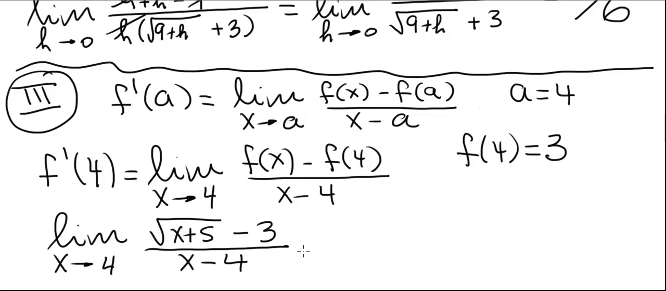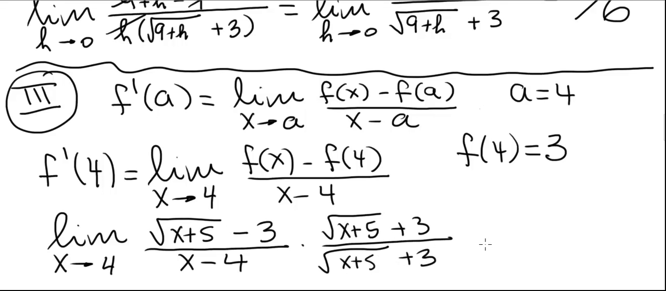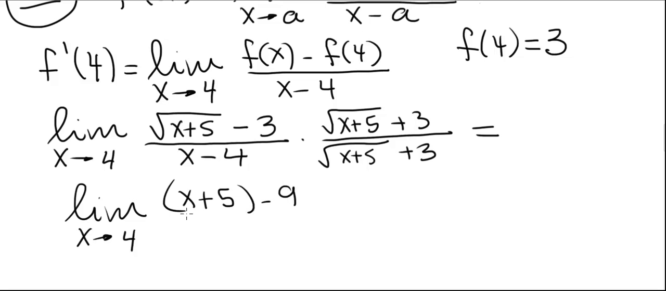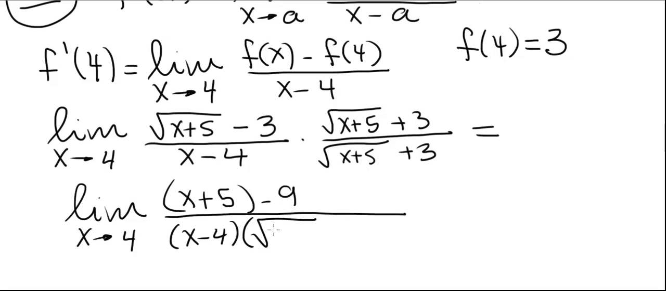So now we want to evaluate this limit. When x goes to 4, the numerator becomes square root of 9 minus 3, which is 0, and the denominator goes to 0. So to evaluate this limit, again, we multiply by the conjugate of the numerator, square root of x plus 5 plus 3, and divide by square root of x plus 5 plus 3. That doesn't change the problem, it's just 1. And this yields the following limit as x approaches 4.